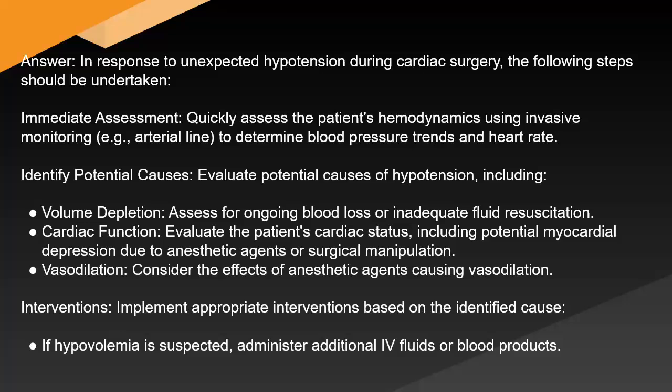Immediate assessment. Quickly assess the patient's hemodynamics using invasive monitoring, e.g. arterial line, to determine blood pressure trends and heart rate. Identify potential causes. Evaluate potential causes of hypotension, including volume depletion; assess for ongoing blood loss or inadequate fluid resuscitation. Cardiac function: evaluate the patient's cardiac status, including potential myocardial depression due to anesthetic agents or surgical manipulation. Vasodilation: consider the effects of anesthetic agents causing vasodilation.